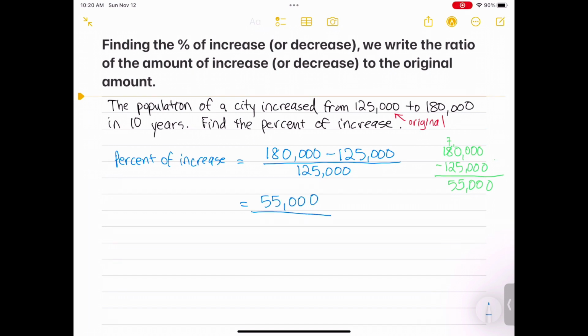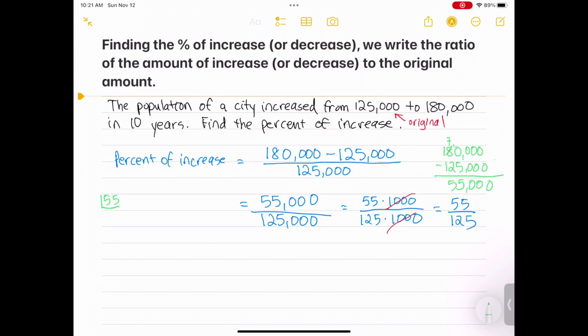125,000. Which isn't as scary of a number as it sounds when you realize that the 3 zeros in the numerator cancel with the 3 zeros in the denominator, because 55,000 equals 55 times 1,000, and 125,000 equals 125 times 1,000. So the thousands cancel, leaving 55 over 125.